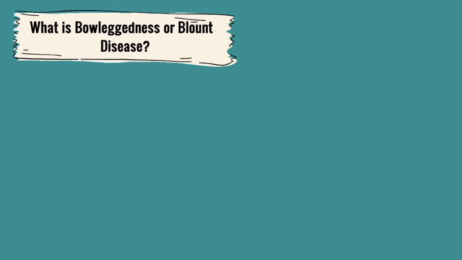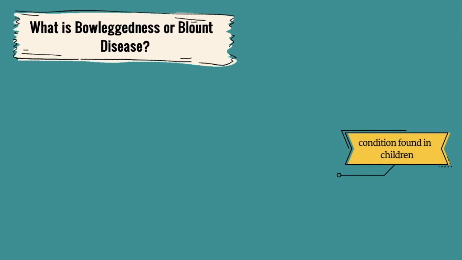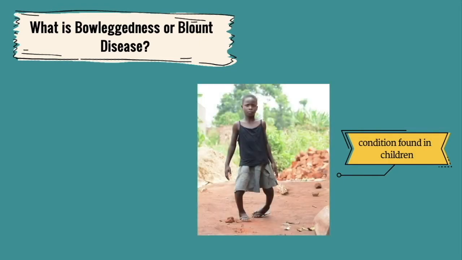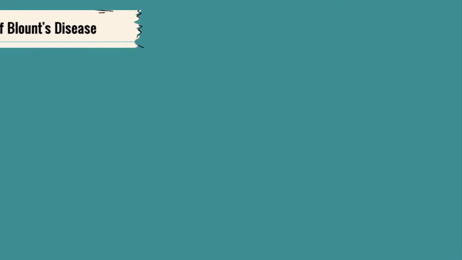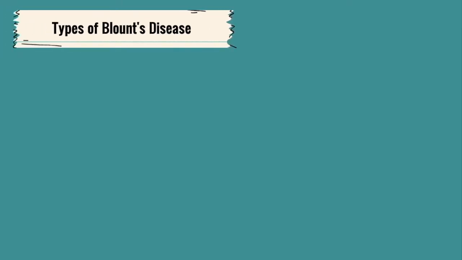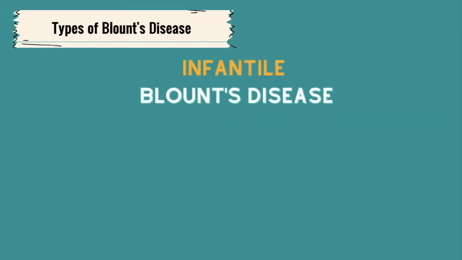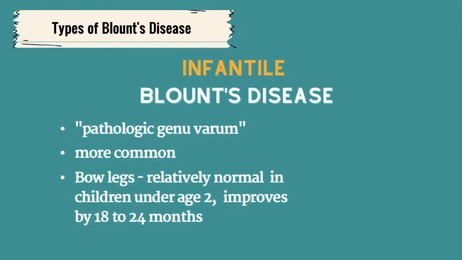Blount's disease is a condition found in children. It affects growth plates around the knee. There are two types of Blount's disease. The first one is called infantile Blount's disease, also known as pathologic genu varum. It is more common than the adolescent type.